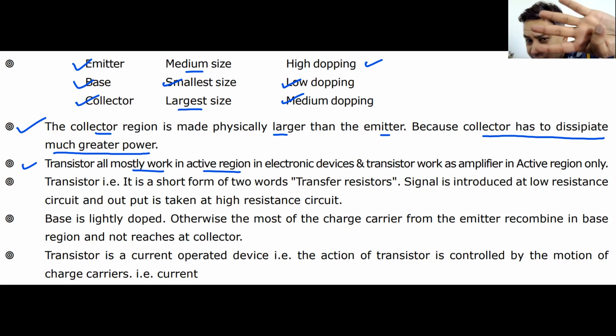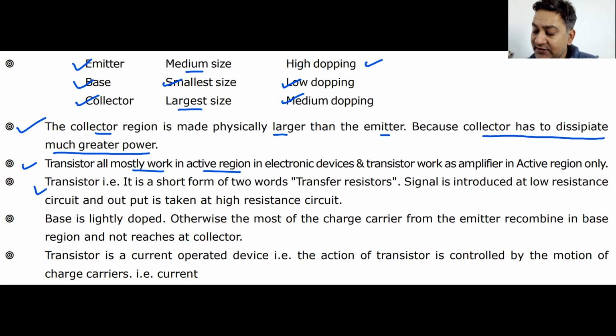Do we remember we had discussed 4 regions? What were the 4 regions? Again, you will have to go back in the past to see because it seems that you did not recollect. What were the 4 regions that we were talking about here? Active, inverse active, cutoff, and saturation. You will have to remember this. Do we understand this?